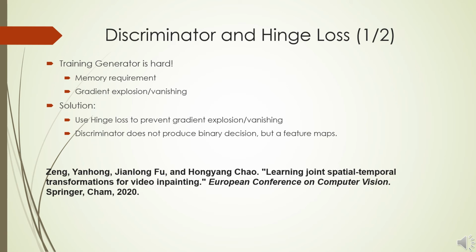And in order to solve this, the design of the discriminator and the loss function can play a decisive factor. So to deal with the challenge in training the GAN network, we follow solutions proposed in the Yang et al. paper. That is, we will use the hinge loss to prevent gradient explosion and vanishing. And in order to do this, the discriminator will not produce a binary decision, but it will produce a feature map instead.